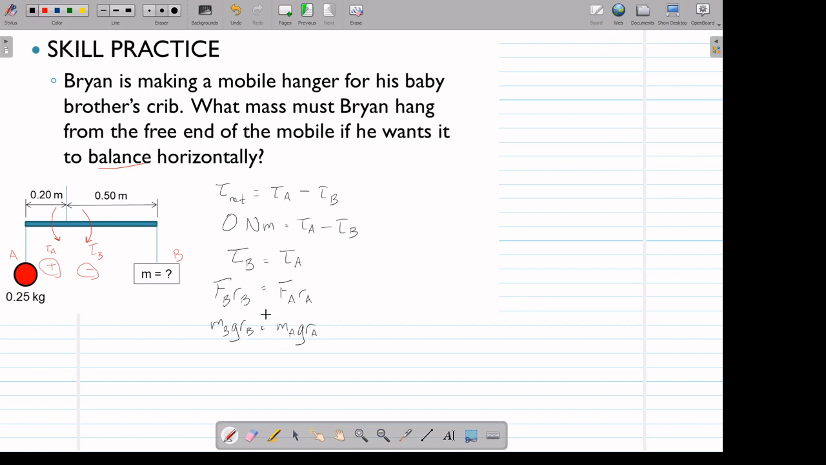Now you notice that gravity appears on both sides of the equation, which means we can actually cancel it out. It's not going to affect our answer. And now we plug in the information that we already know. We do not know the mass of B, so let's leave that out. We do know that the radius of B is 0.50 meters.